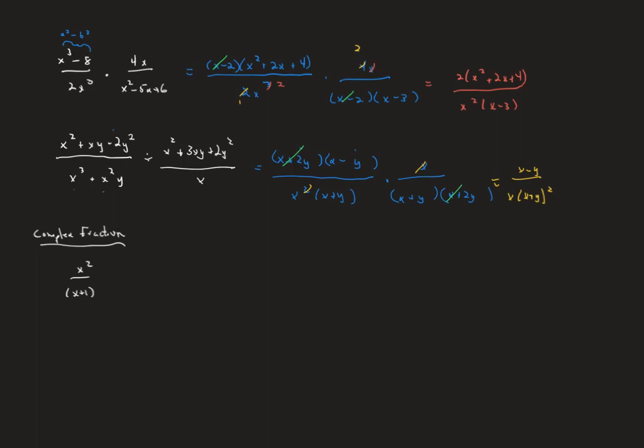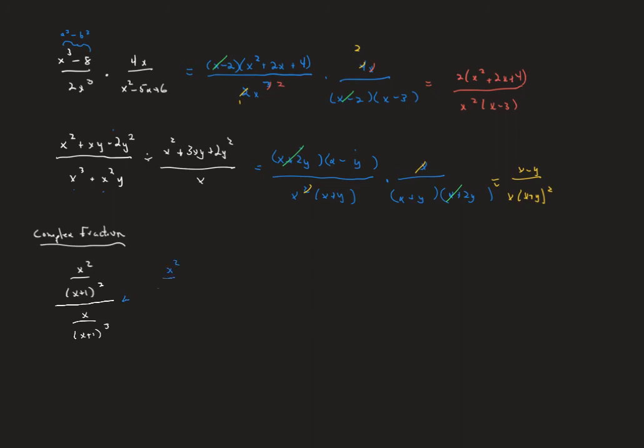Let's talk about how to do what's called a complex fraction. So I'm going to do a problem where we have x squared over (x plus 1) squared, over (x plus 1) to the third. So that is appropriately enough called a complex fraction. This we just read as a division symbol, so it's really just a division problem.